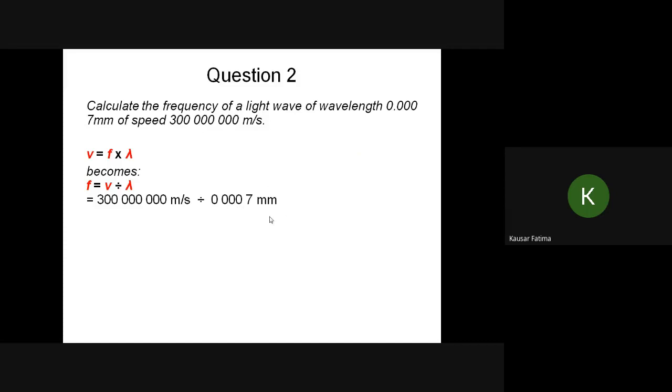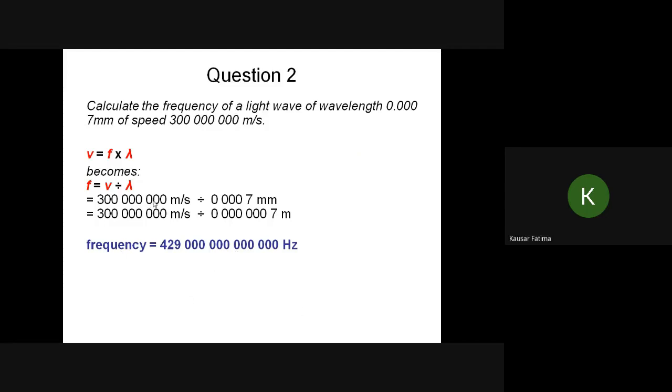0.0007 millimeter. Again here millimeter is to be converted into meters, that is 10^-3. Milli means 10^-3. So it will become an even smaller quantity, with more zeros added. 0.0007 × 10^-3 will become 0.0000007. The zeros were already there, and 3 zeros are added due to 10^-3. Now if we divide this, the answer is this much. This is the frequency of the light wave, and this is in air.